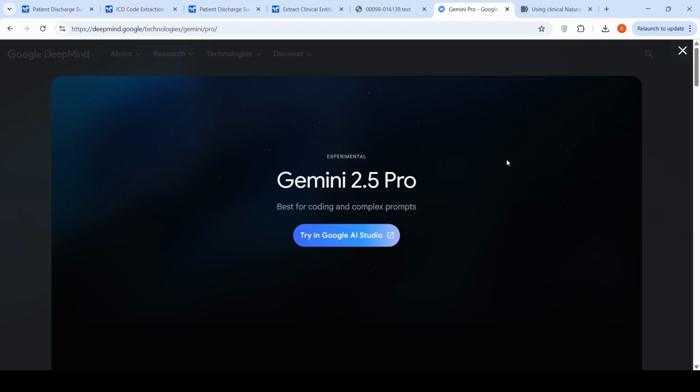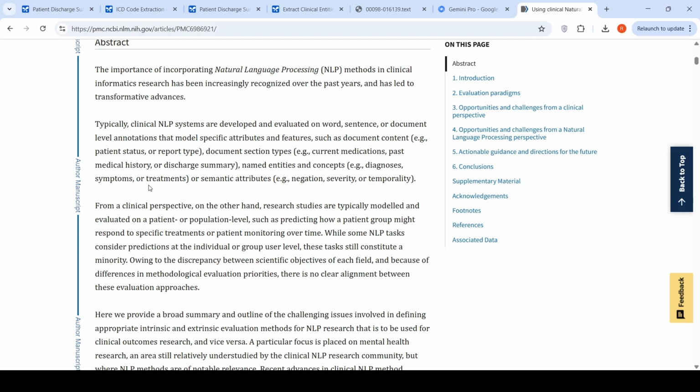In this video, I'm going to try out Google Gemini 2.5 Pro on some clinical NLP use cases. So what is clinical NLP? It is the application of natural language processing techniques in the clinical domain to do various tasks like report generation, analyzing medical reports, right? Analyzing things like current medications, past medical history, or discharge summary from medical reports or from clinician notes, identifying named entities and concepts like diagnosis, treatments. So this is clinical NLP.